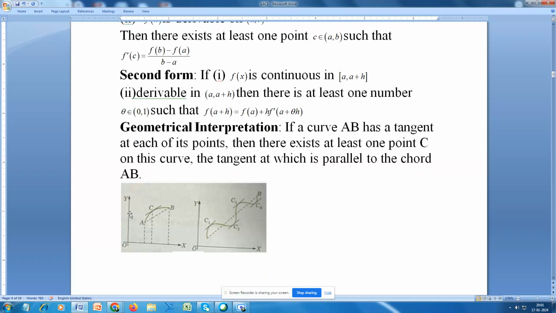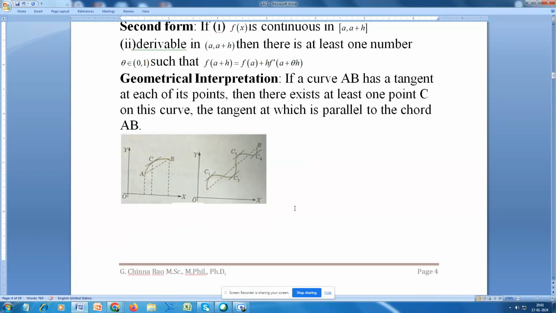The geometrical interpretation is the tangent at C which is parallel to the chord AB. Here the tangent at C1 is parallel to the chord AB, the tangent at C2 is parallel to the chord AB, the tangent at C3 is parallel to the chord AB, and the tangent at C4 is parallel to the chord. So if a function satisfies these two conditions, then there is at least one tangent which is parallel to the chord AB. This is the geometrical interpretation.